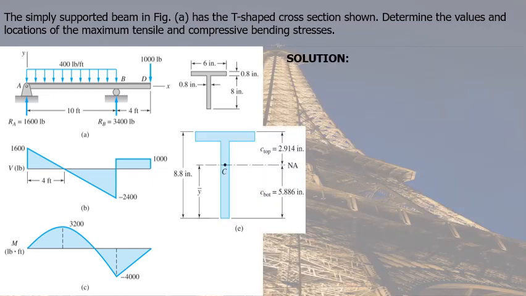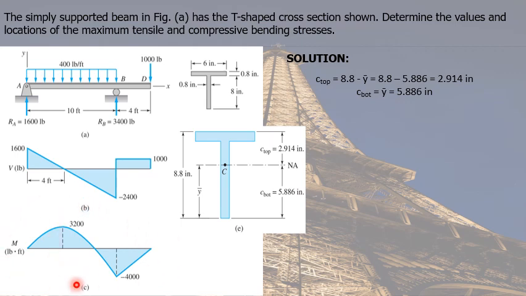We now solve for C top. C top is the distance from the neutral axis to the top of the cross section. So to solve for that, we simply subtract 8.8 and y bar, which is equal to 5.886. So C top is equal to 2.914 inches. And for C bottom, that is the distance from the neutral axis to the bottom of the cross section, which is just our y bar. It is equal to 5.886 inches.